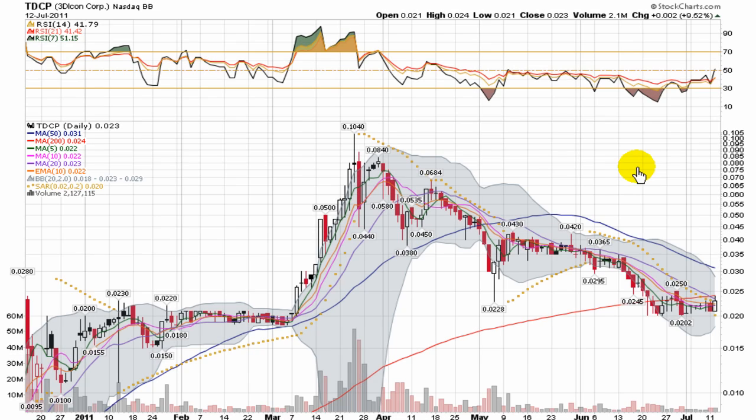Welcome to our presentation of 3D Icon Corp. 3D Icon trades on the Bulletin Board Exchange under the ticker TDCP.